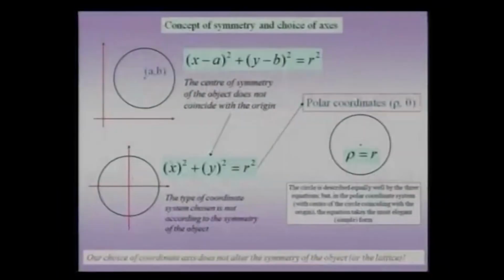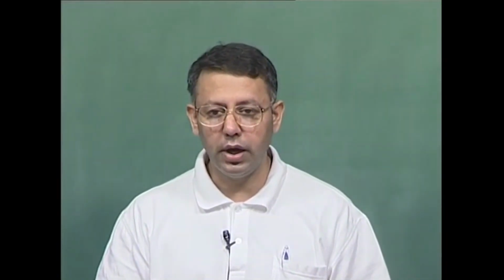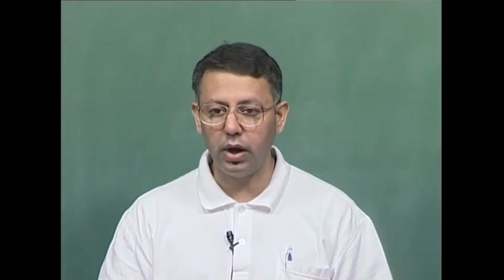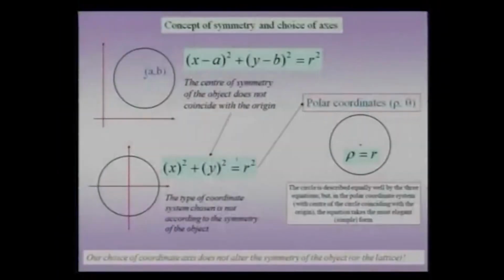The equation is x squared plus y squared is equal to r squared. And as you can clearly see, this equation is simpler than the equation which was written above, wherein the center of the circle was at (a, b) and not at (0, 0). So, by merely choosing an appropriate origin for this rectangular or Cartesian coordinate system, I can actually make the equation simpler.